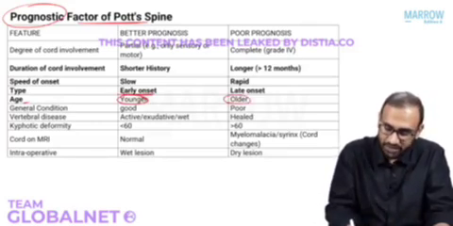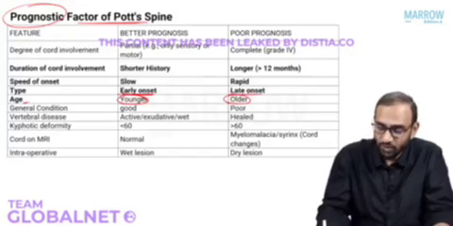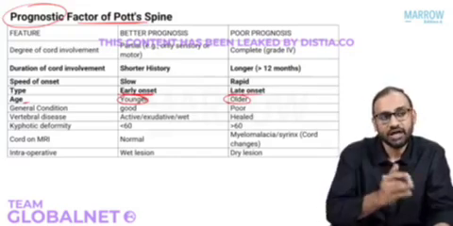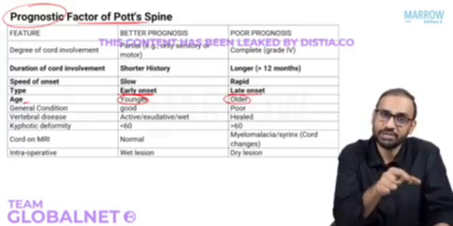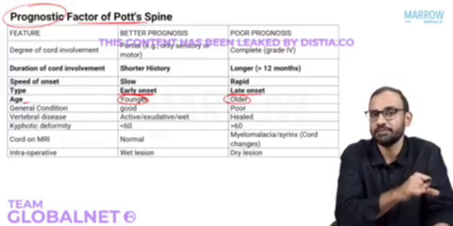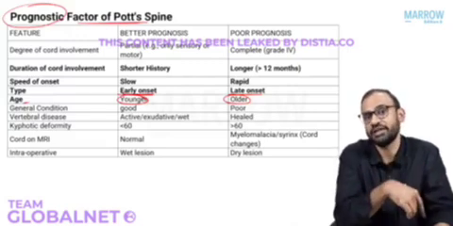Early onset of the disease usually has a better prognosis compared to late onset. What do you mean, early onset, late onset? Early onset means early compression of the spinal cord, which usually happens because of granulation tissue of the TB. Late onset disease is usually because of the bony deformity that happens.